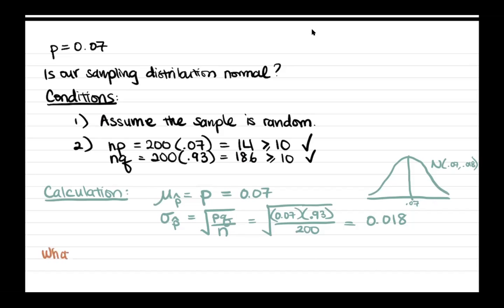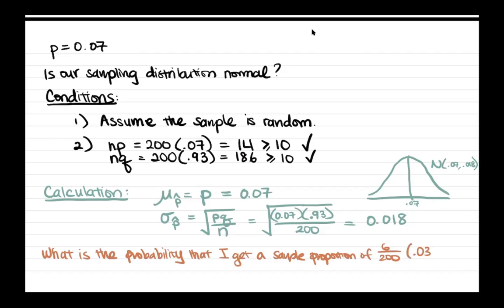So the question really is, what is the probability that I get a sample proportion of, I think they had 6 out of 200, right? Only 6 out of 200. A sample proportion of that, which is 0.03, p hat, or less. Because that's unusually low, right?